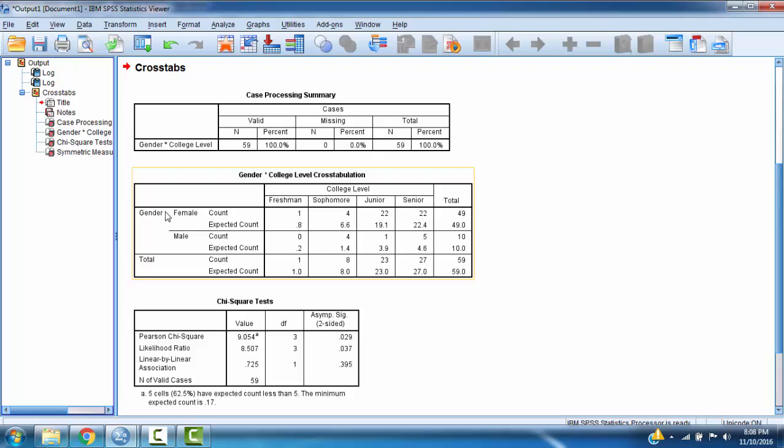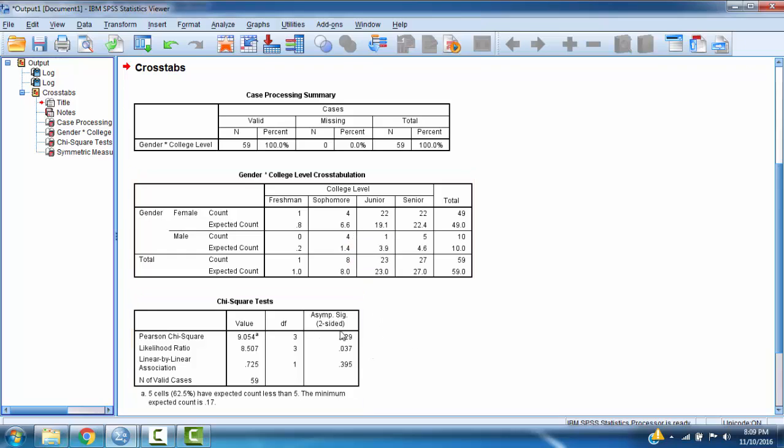And what we see here, if we look at gender, male and female, we look at female first. We had 1 female freshman, 4 female sophomores, 22 female juniors, and 22 female seniors. If we look at male, we had no male freshmen, 4 male sophomores, 1 male junior, and 5 male seniors. All right. Expected is right under what we actually got. So for example, for sophomore females, we had 4, but we expected 6.6 or 7.